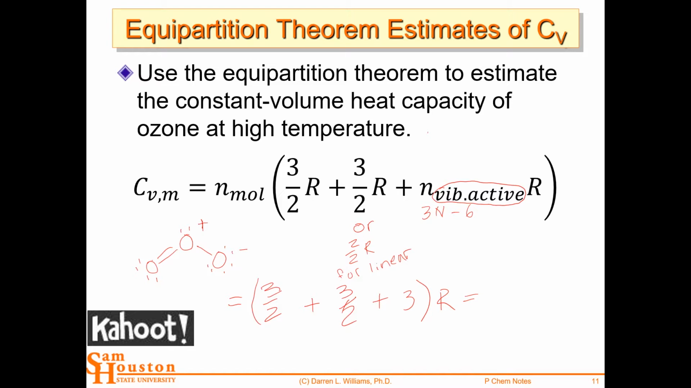We've got 3/2 for the translation, 3/2 for the rotation, and then 3 vibrational modes that are active, maximum, okay? And so then that's 6R. Sometimes the answers are just listed in terms of R, okay? And so in our Kahoot, it'll ask you various questions, and you just add up how many components go in there and how many R's you have. But let's go ahead and put the units in there.